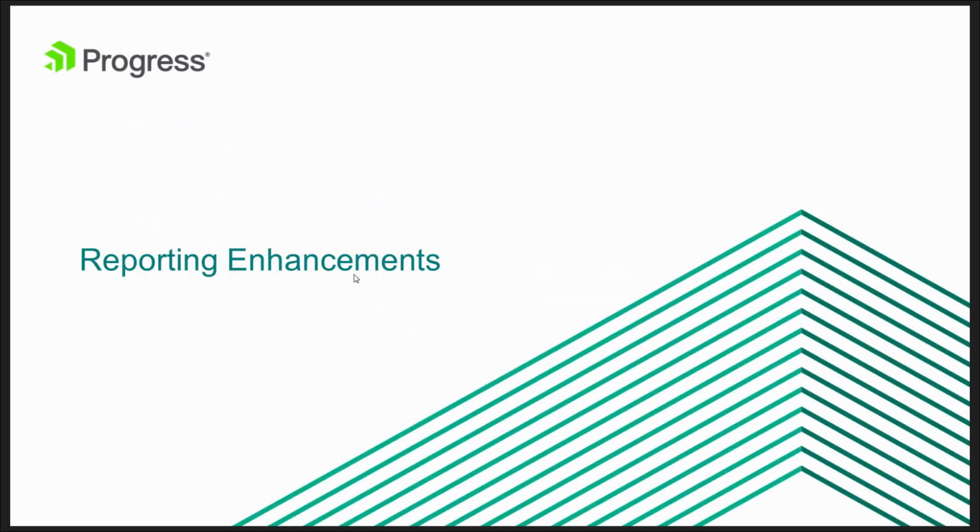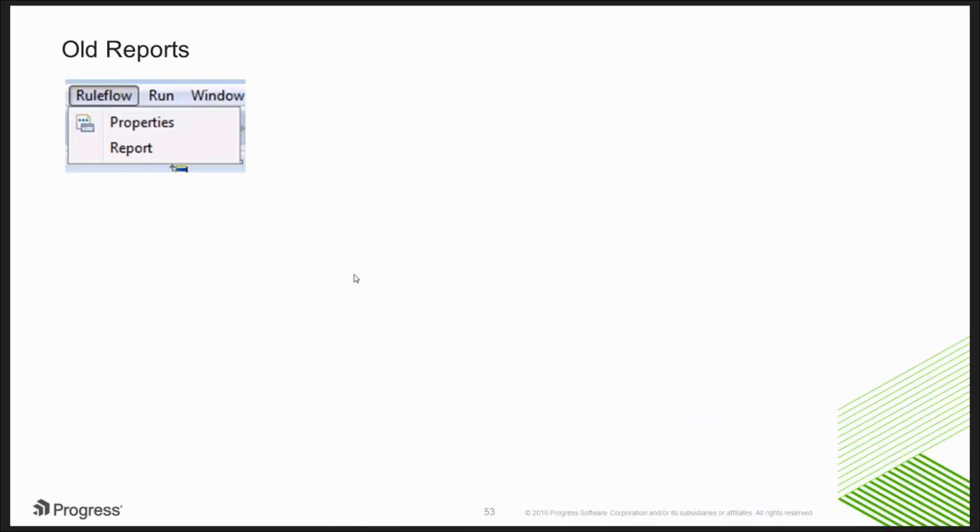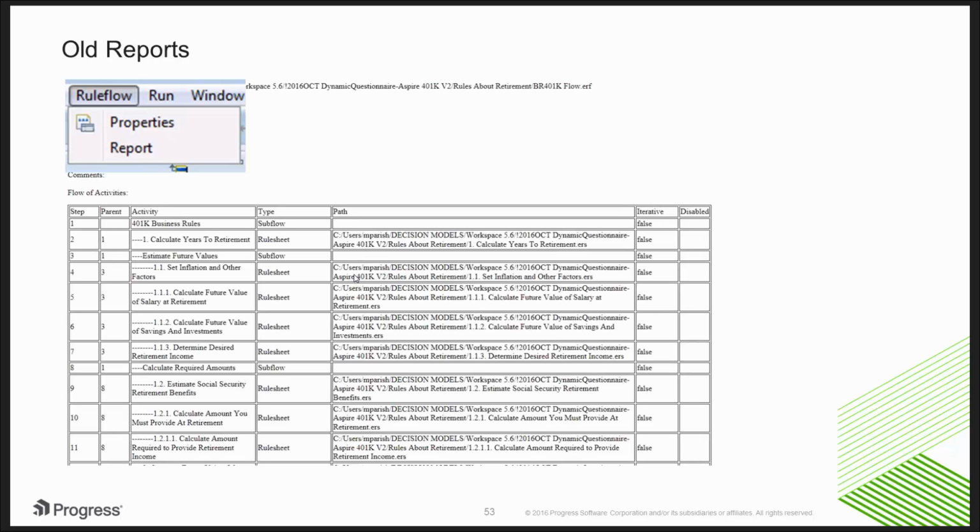We've also made some significant changes to reports. We've always had reports, but if you recall, prior to 5.6, you had a menu that said report, and you got one report. There was only one option for that report. You could change it, but at any point in time, there was only one report. And for example, the rule flow report might look something like this.